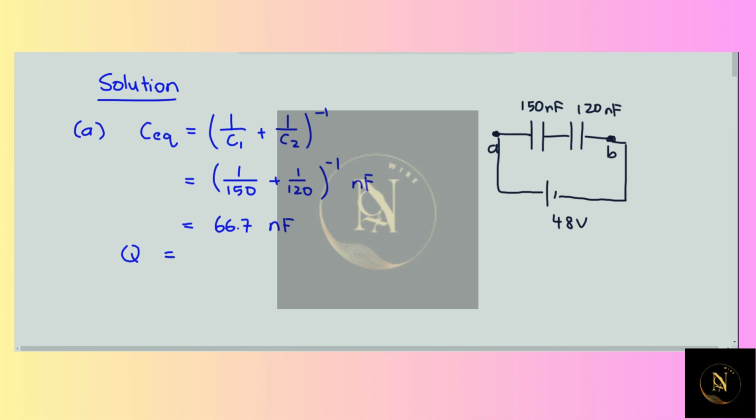The charge stored would be C equivalent times VAB. So 66.7 times 10 to the negative 9 times 48. You calculate this, you get 3.2 microcoulomb.